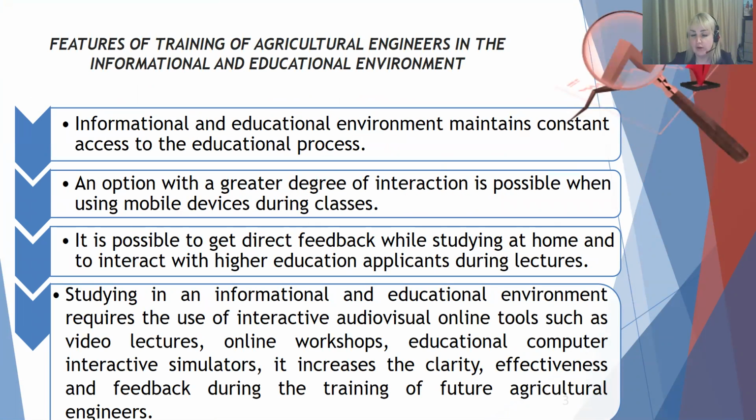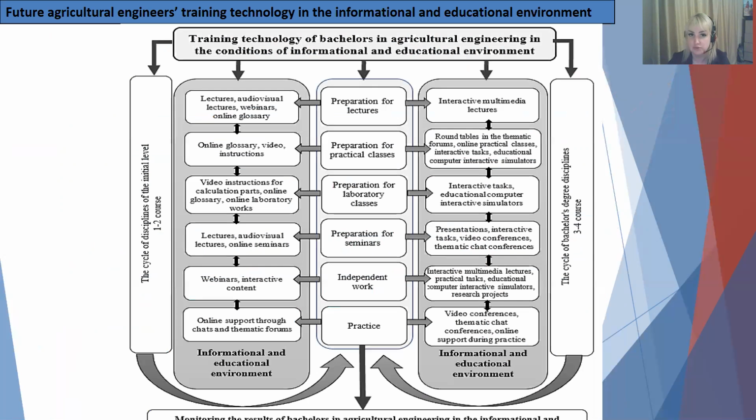Features of training of agricultural engineers in the informational and educational environment are the following. The informational and educational environment maintains constant access to the educational process. An option with a greater degree of interaction is possible when using mobile devices during classes. It is possible to get direct feedback while studying at home and to interact with higher education applicants during lectures. Studying in an informational and educational environment requires the use of interactive audiovisual online tools.